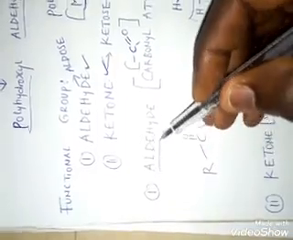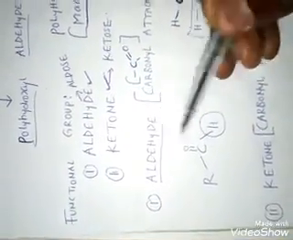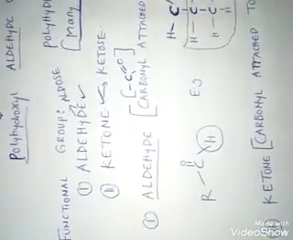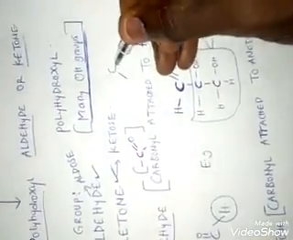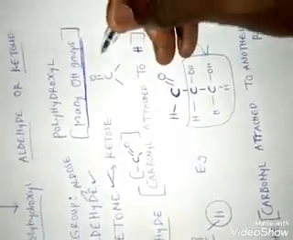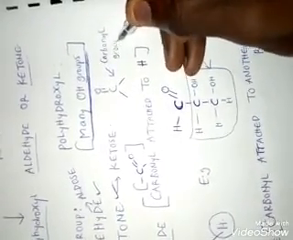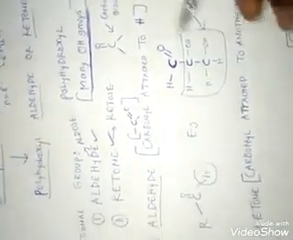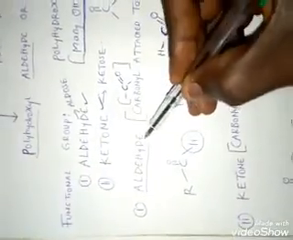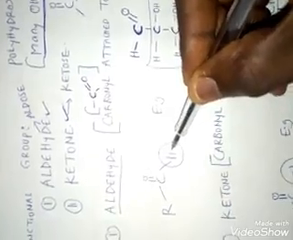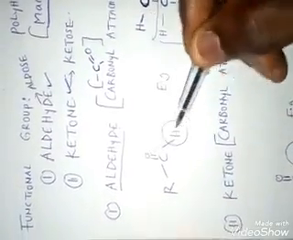Both aldehyde and ketone contain a carbonyl group. Your carbonyl group is in the form of C double bond O. That's your carbonyl group. So now, how do we differentiate between aldehyde and ketone? Your aldehyde is going to have the carbonyl group attached to a hydrogen atom. You can see that we are attaching this carbonyl group to what? Hydrogen.